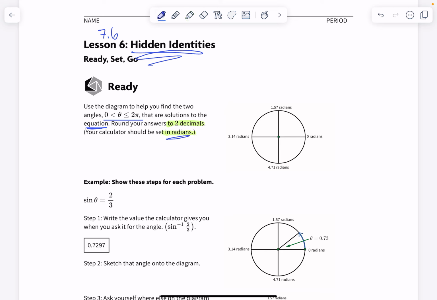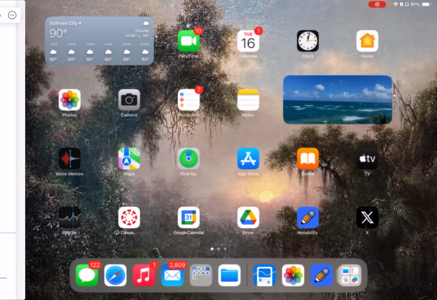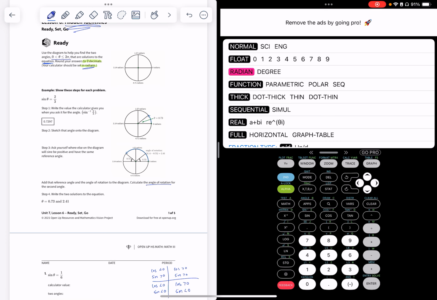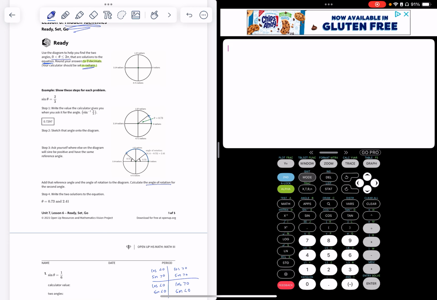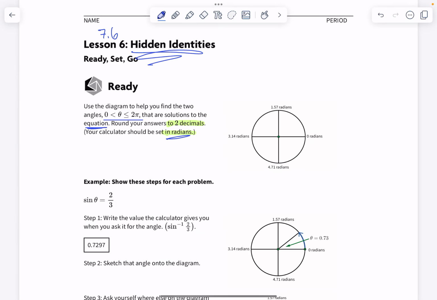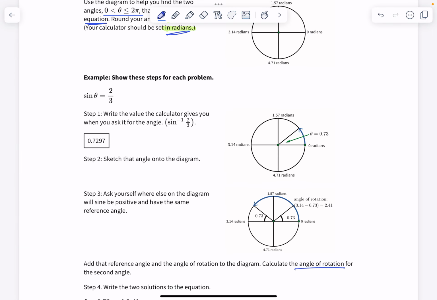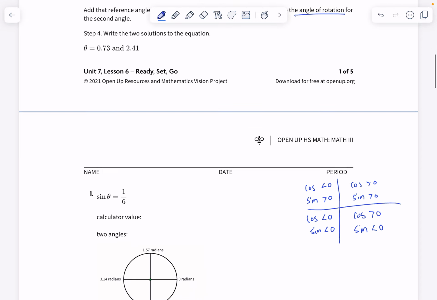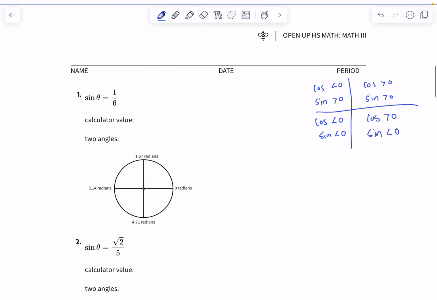Okay, so before we start, let me just make sure that I follow directions. My mode should be in radians, right? So if you are in degrees, you should toggle off to radians. I'm not gonna go through the example. You can do that on your own time if anything is not making sense. But let's jump into number one.